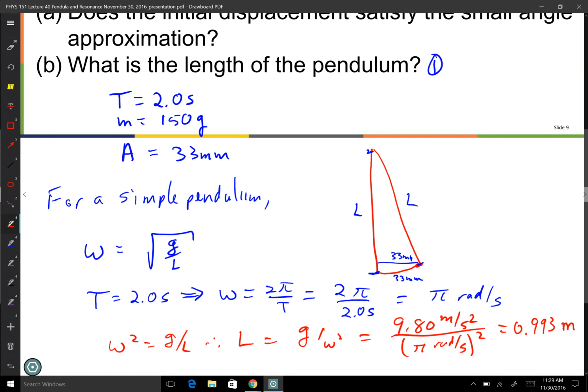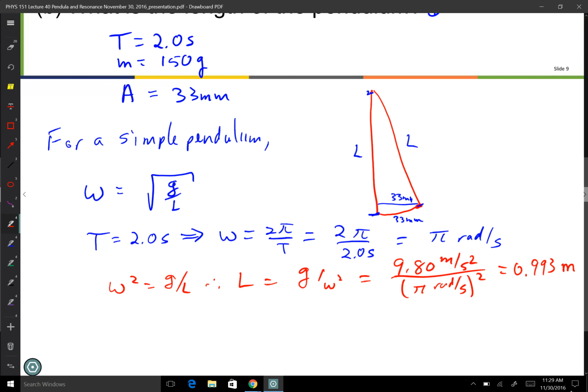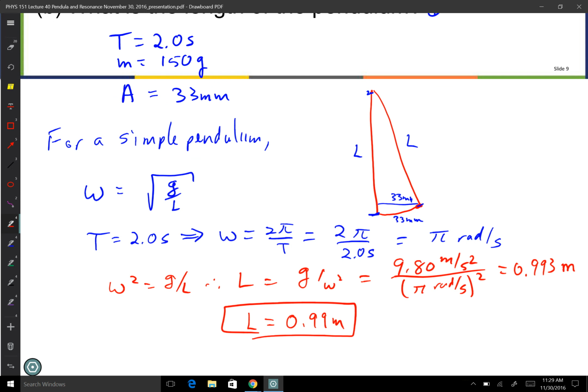It's just meters, because remember, radians is actually unitless, and the per second squared divided by per second quantity squared, the seconds cancel. And so we're left with 0.993 meters. How many significant digits do I have? Really only 2. So to correct significant digits, the length is equal to 0.99 meters. And now we ask, is this going to be a small angle?